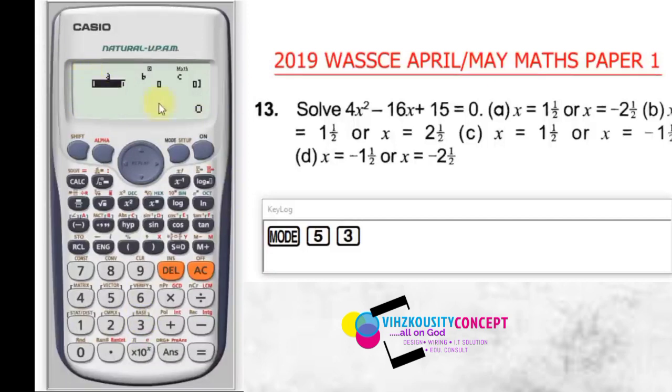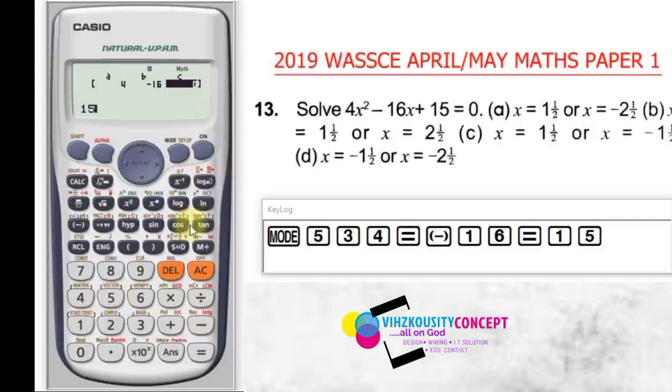Here it's telling us a is the coefficient of x squared. So I need to input the value for a, which is 4. I can press equal to. b is the coefficient of x, and here it is minus 16, not 16. This is minus 16. So I press the minus button, minus 16, and then I press equal to. And you can see A is 4, B is minus 16, and C, the constant, is 15. So I will just press 15, and being through with that, I can confirm that all the values I input are correct, and I'm okay with that.